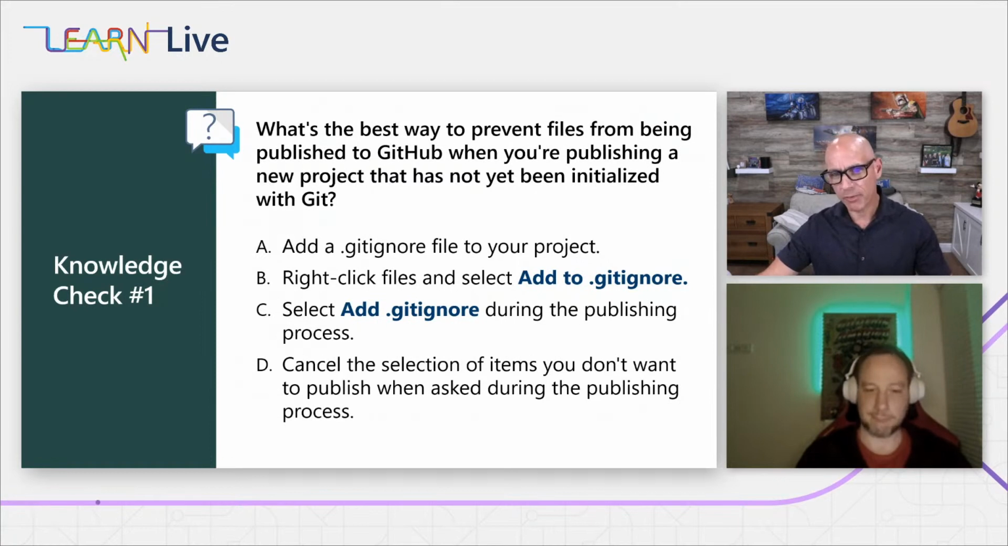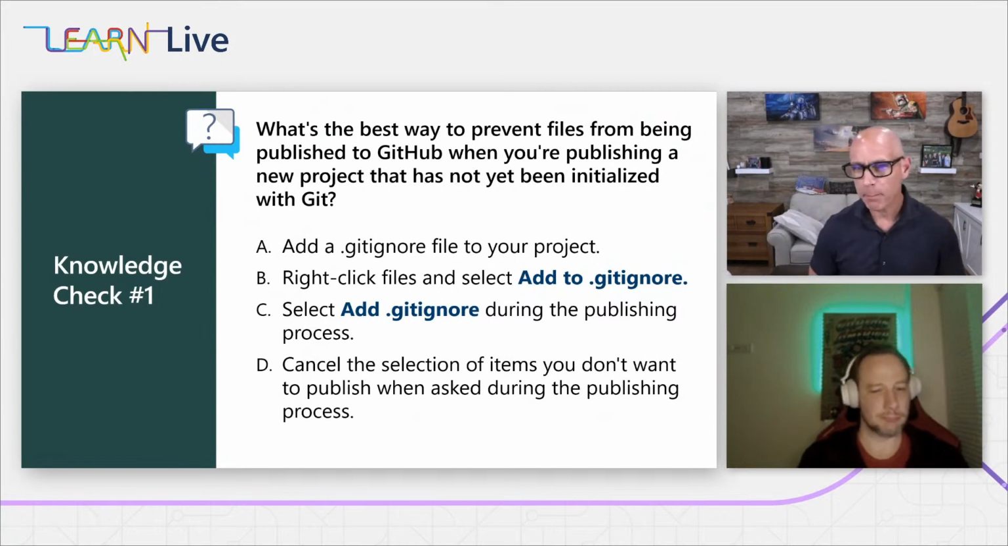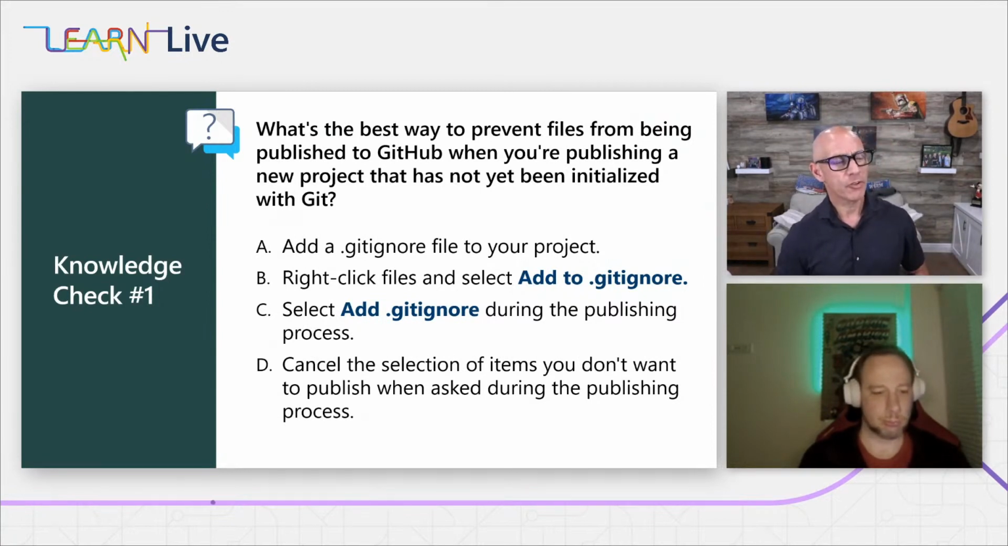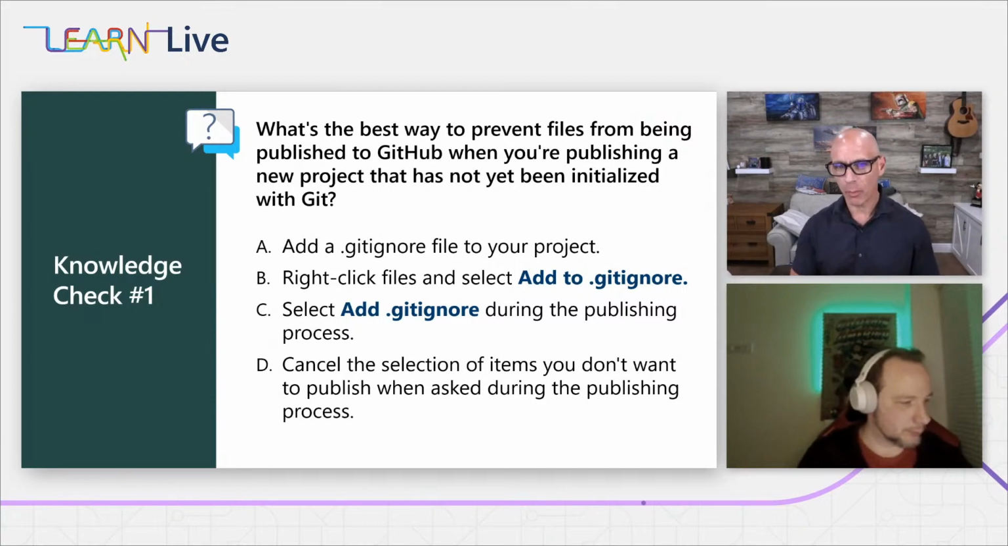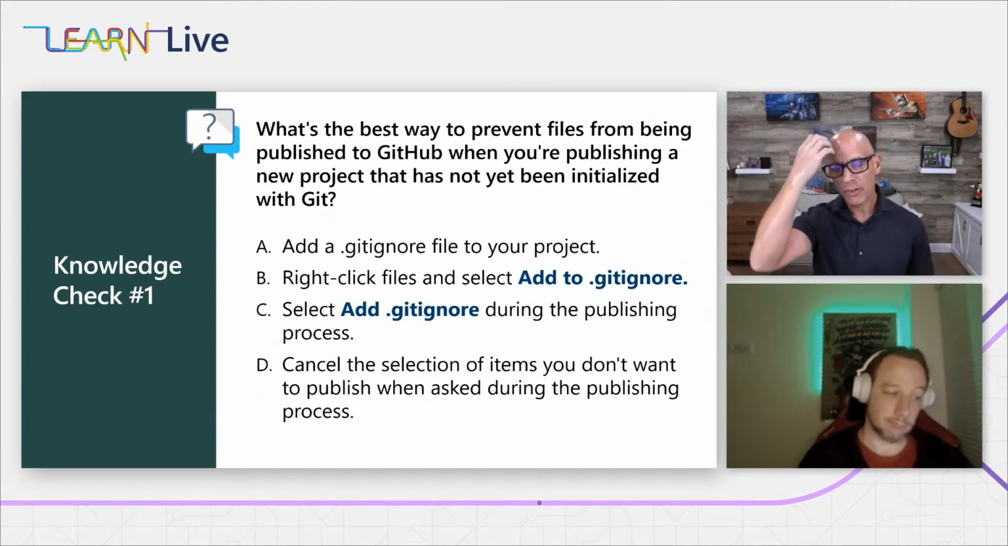What's the best way to prevent files from being published to GitHub when you're publishing a new project that has not yet been initialized with Git? And I'm thinking the key here is interesting. When I'm publishing, so Peter and I showed in the demo a few minutes ago, we're publishing a project. I think it was my demo where I created some code locally and then I published by clicking the blue button on the left. And then if I remember correctly, it popped up a box asking me some questions. So let's read these. Now, with that context, let's go through these.